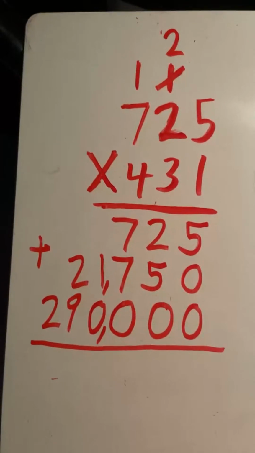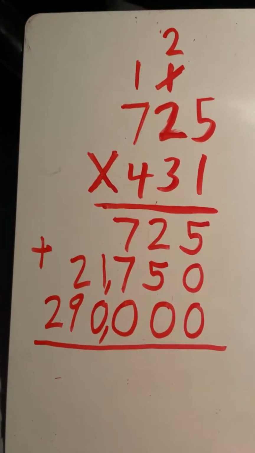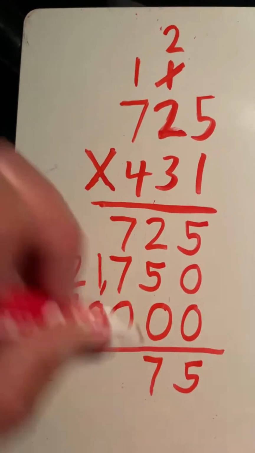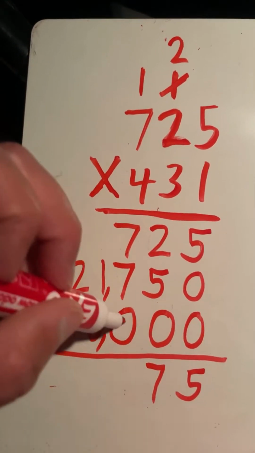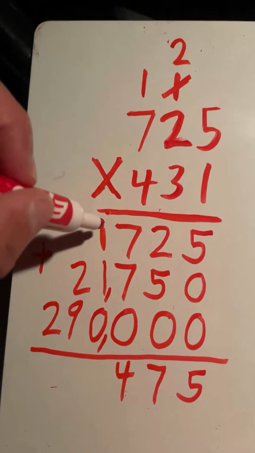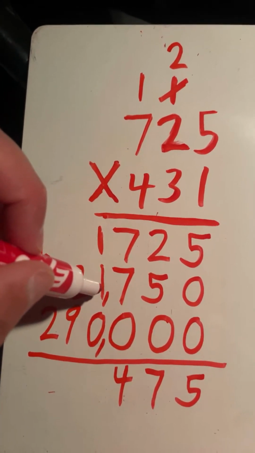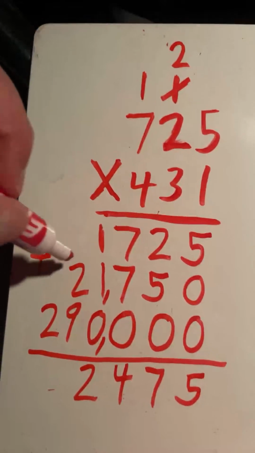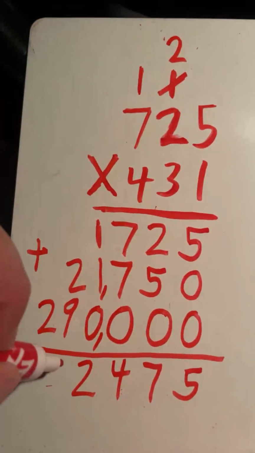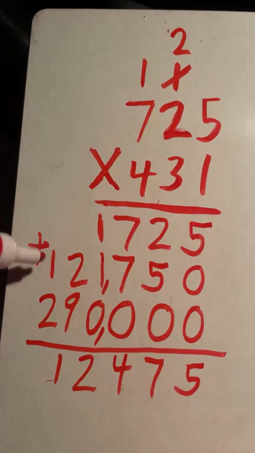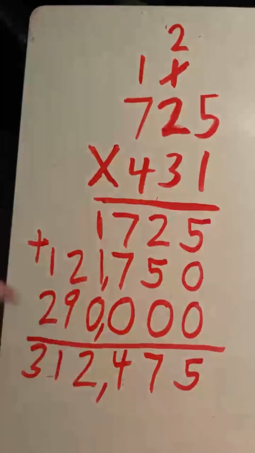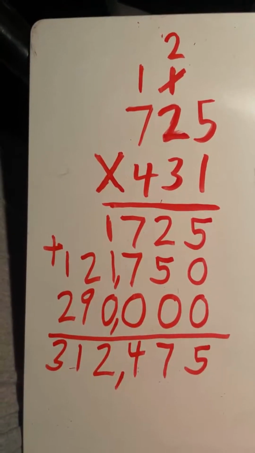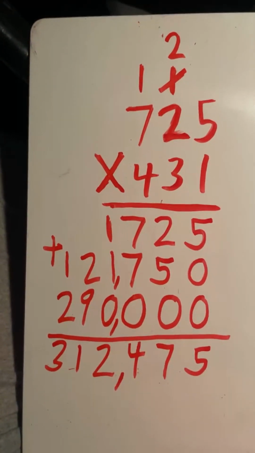Now to get our final answer, we have to add these 3 numbers together. 5 plus 0 equals 5. 2 plus 5 plus 0 equals 7. 7 plus 7 equals 14. Plus 0 still equals 14. 4, carry the 1. 1 plus 1 equals 2. Plus 0 equals 2. 2 plus 9 equals 11. 1, carry the 1. 1 plus 2 equals 3. And we have our final answer. 725 times 431 equals 312,475.